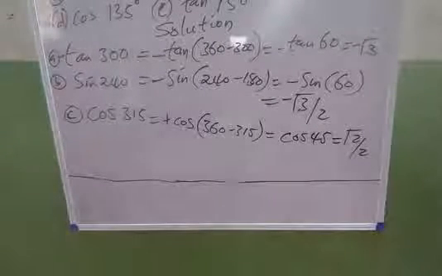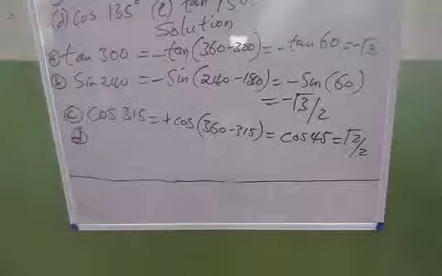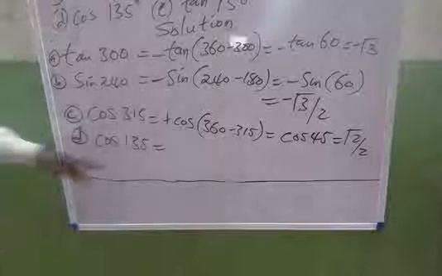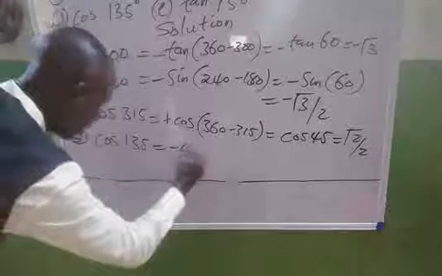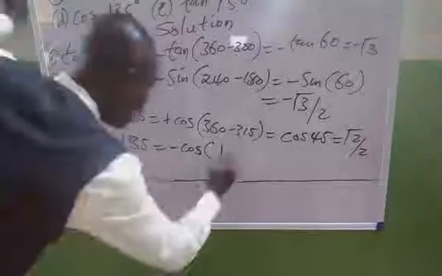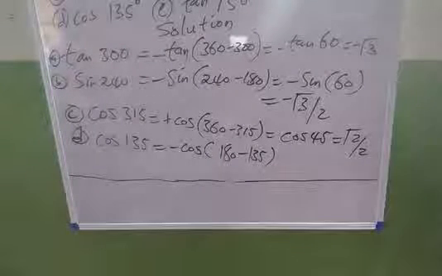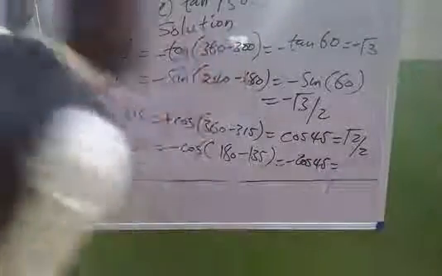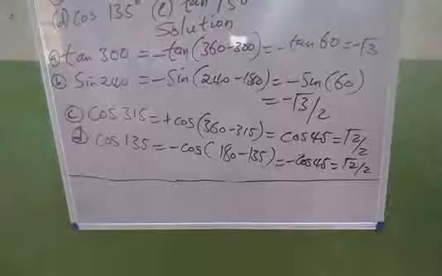Now let's look at D. Number D, we have cos 135. 135 is in the second quadrant. It's below 180, but it's greater than 90 degrees. So we are subtracting. Cos is negative here. That is minus cos of 180 minus 135. 180 minus 135 is 45. So that will be equal to minus cos 45. And it's the same thing as what? Minus root 2 over 2.